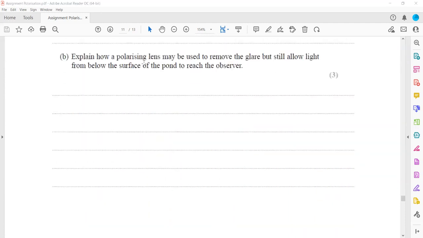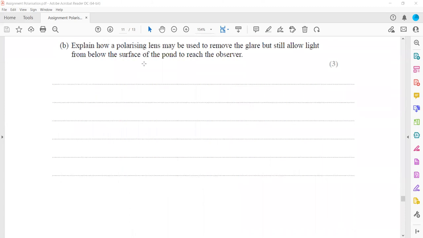Explain how the polarizing lens may be used to remove the glare, but still allow the light from below the surface of a pond to reach the observer. So this we already discussed yesterday. For example, if this is a water level, the light which is coming from the sun is an unpolarized light initially, because it is having many components of vibration. So this light is unpolarized.